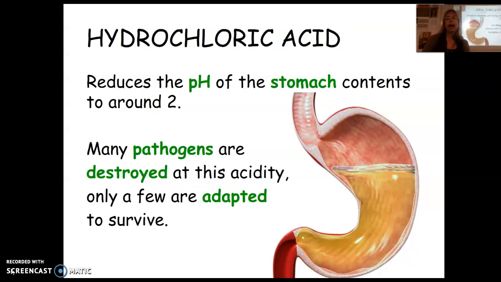It secretes hydrochloric acid, which is a very, very strong acid. And that acid will kill many of the pathogens that are in our food. So this is an example of a chemical defense against disease. So if you can pause the video, copy the notes before we go on.